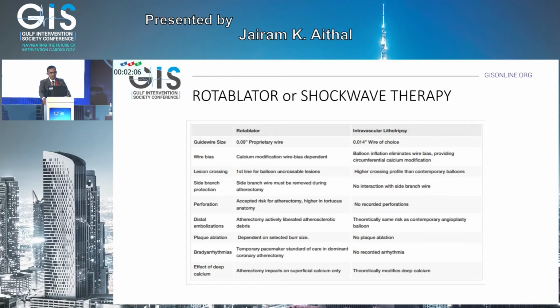Now, if you had to actually compare rotablator with IVL, for the guide wire size, the advantage goes to IVL, where they use the standard guide wire that you can use for most of your angioplasty. There is definitely a wire bias with rotablators, which is not present with an IVL simply because it evenly disperses pressure. The risk of perforation, distal embolization, bradyarrhythmias all remain with rotablators, thereby maybe necessitating the use of intracoronary medications as well as a temporary wire. Deep calcium can be better treated with an IVL. It can break both superficial as well as deep calcium.